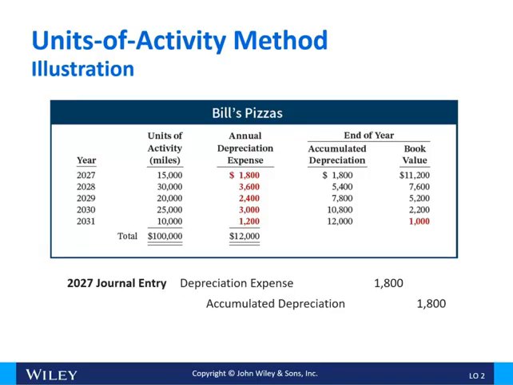The entry we would make in 2027 to record depreciation is debit depreciation expense, credit accumulated depreciation. So it's the same accounts, just the amounts are different. This is based on the units of activity versus the straight line.